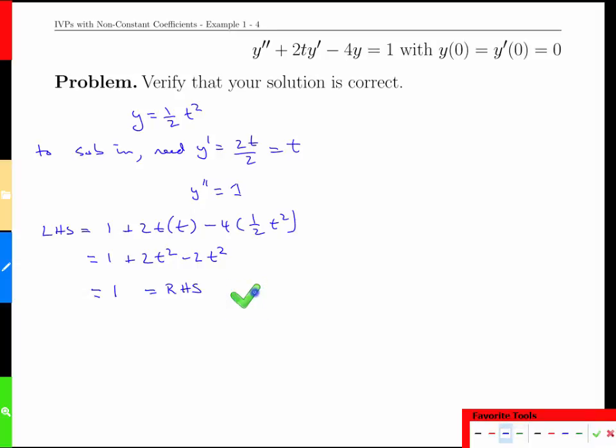Big check mark. So our technique for handling this t times a derivative of y, just using the Laplace transform rules, worked like a charm.